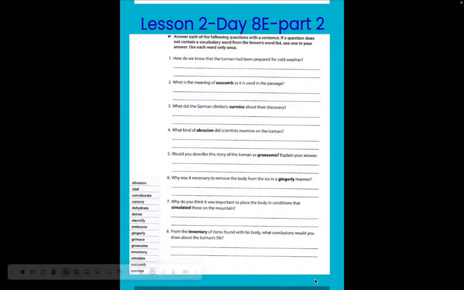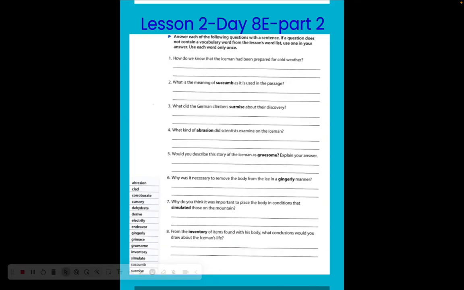Today we're going to do lesson 2, day 8, activity E. Yesterday we read the story about Otzi the Iceman. And as we read, we looked through the text and focused on our vocabulary words as they were used in context. Today what we're going to do is analyze the text for two things.